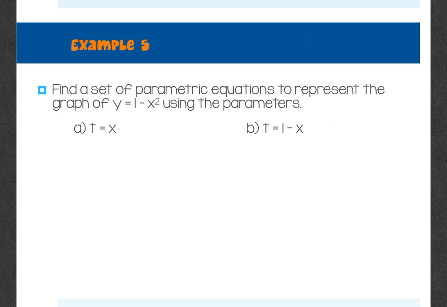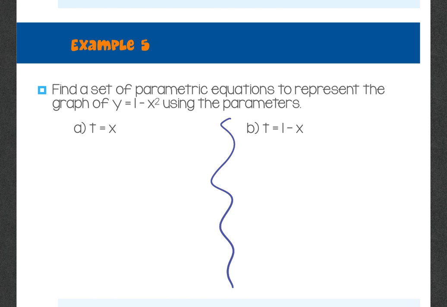So they'll look like this. It says find a set of parametric equations to represent the graph of y equals 1 minus x squared using the parameters a, t equals x, and b, t equals 1 minus x. These are two different questions. So it looks like it's one thing with two options, but these are two different questions.